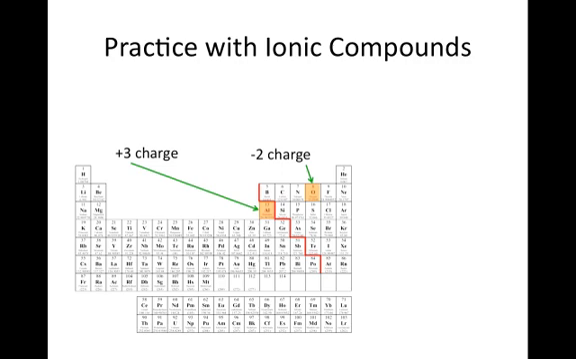Let's say we want to form a compound with Al3+ and O2-. We see that the resulting compound is Al2O3. Each aluminum ion has a charge of +3. Because there are two aluminum ions in the compound, we have an overall positive charge of +6. Each oxygen ion has a charge of -2. Because there are three of them, we have an overall negative charge of -6. +6 and -6 balance out to be 0.